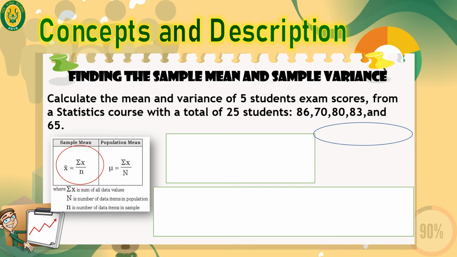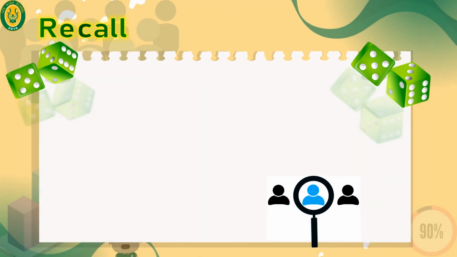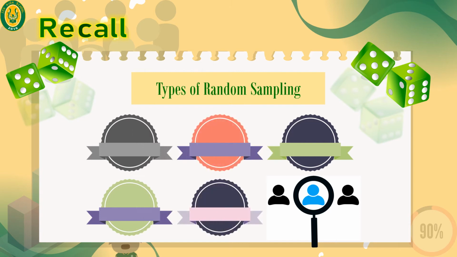Here is the summary of the calculations I presented a while ago. So 76.8 for the mean, and for the variance, we get 79.7. Okay, now let's recall some parts of the lessons in the Canvas.